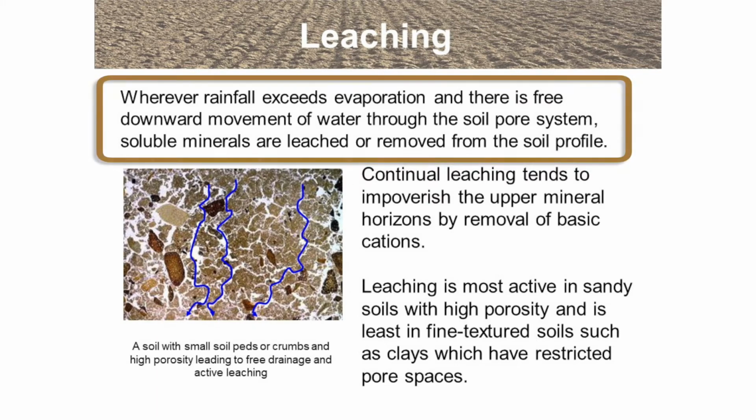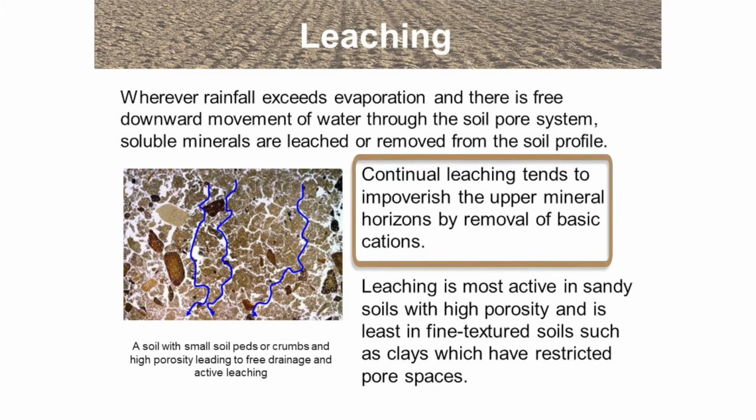Wherever rainfall exceeds evaporation and there is free downward movement of water through the soil pore system, soluble minerals are moved downwards or even leached from the soil profile in a process known as leaching. Continual leaching tends to impoverish the upper mineral horizons by removing the basic cations. Cations are ions having a positive electrical charge, for example, the calcium ion.